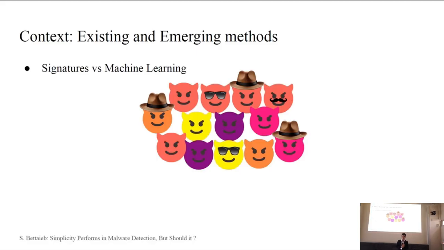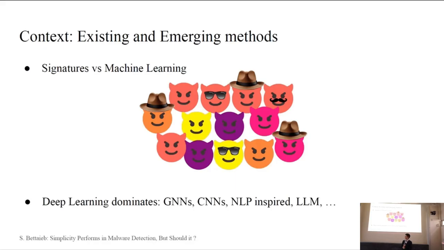This pushed the community towards machine learning approaches, where the idea is to predict what might emerge based on what we've seen, and since we have a lot of data, we might as well learn from it. Naturally, the community also evolved towards deep learning. So we've seen graph neural networks after representing the binaries as graphs. We've seen CNNs after representing them as images, and a bunch of NLP-inspired methods. And of course, in the last 2 or 3 years, we've seen LLM-based approaches. Basically, a trend of increasing complexity and computational cost.